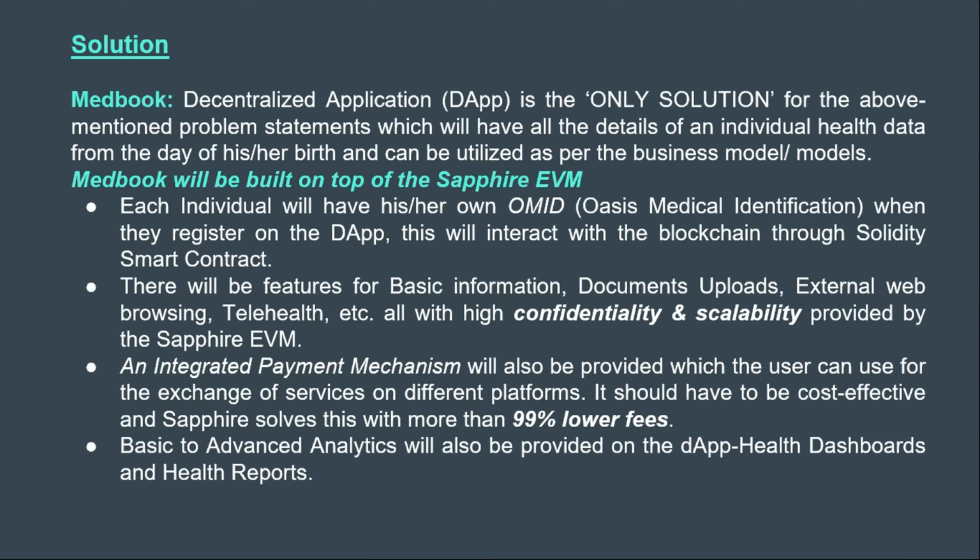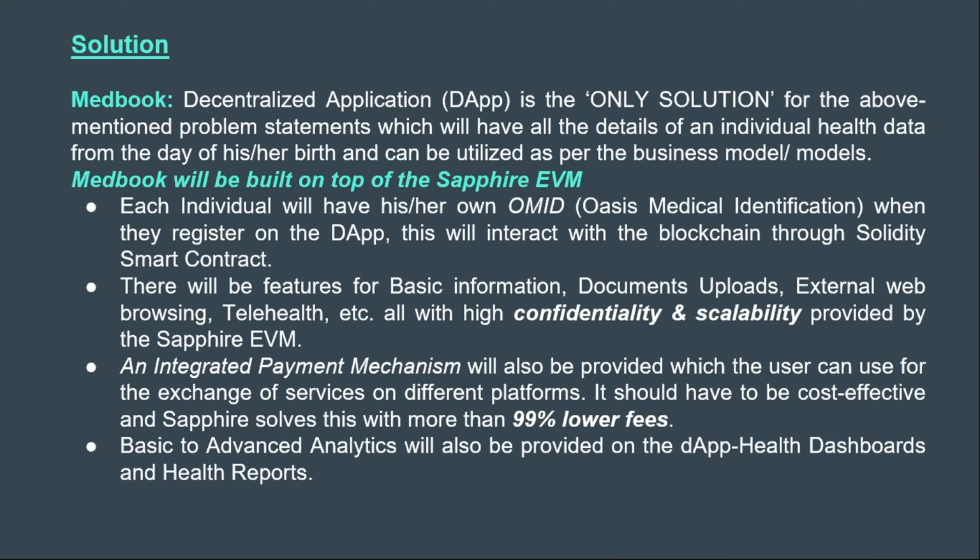So Medbook will be built on top of Sapphire EVM. Each individual will have their own OMID, OSS medical identification, when they register on the DApp. This will interact with the blockchain through Solidity smart contracts. There will be features for basic information, document uploads, and external web browsing. We can have direct connectivity with external websites, like external medicine order websites, so that they can be connected to the DApp, telehealth, etc.